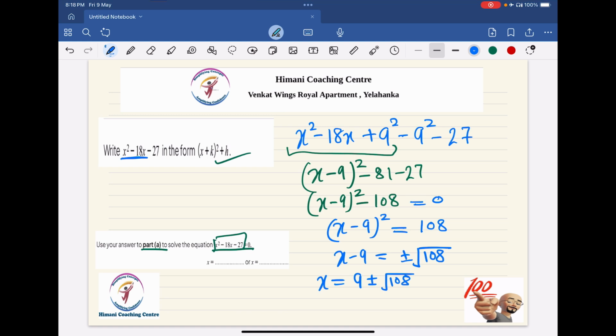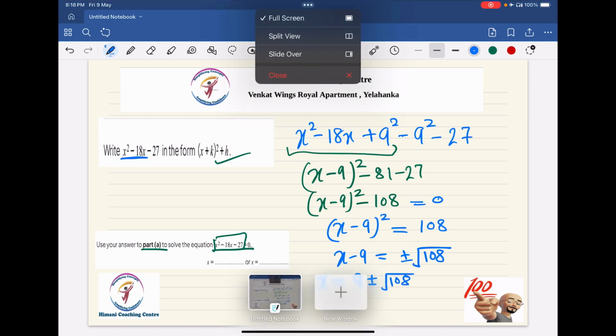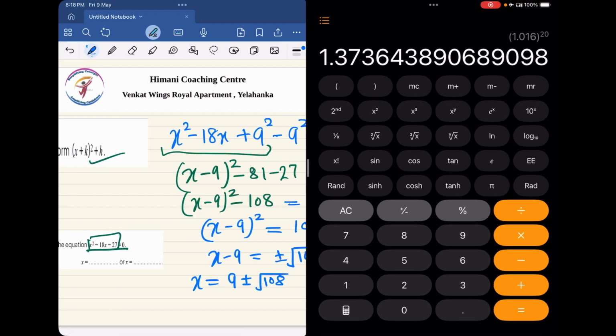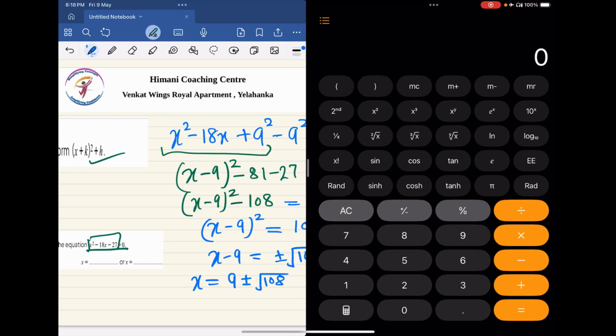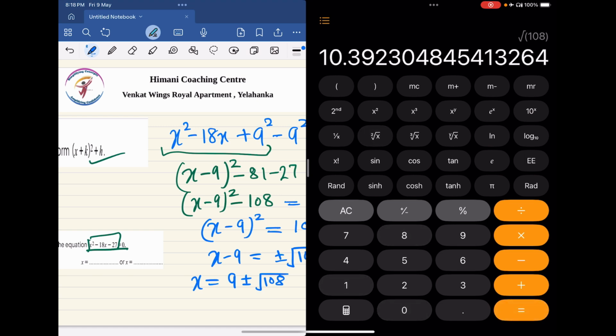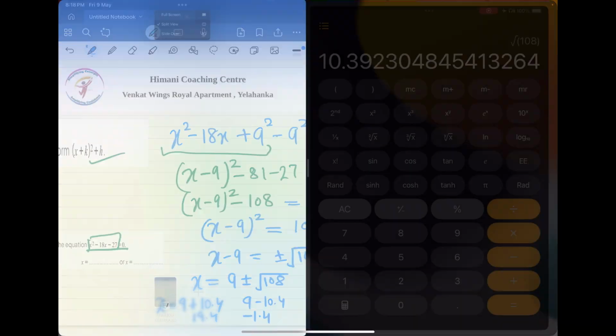Okay, now, in order to find the answer in decimals, what we can do is just find the square root of 108, which is going to give us 10.39. So we will get x equals 9 plus 10.4 if I am rounding it off to one decimal place, or 9 minus 10.4. Okay, so here the answer would be 19.4. Here the answer would be minus 1.4. So this is how we solve this particular question.